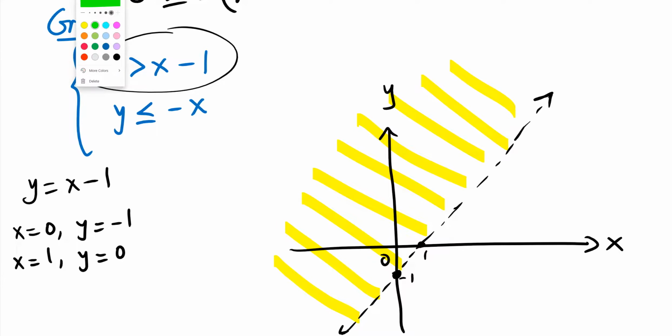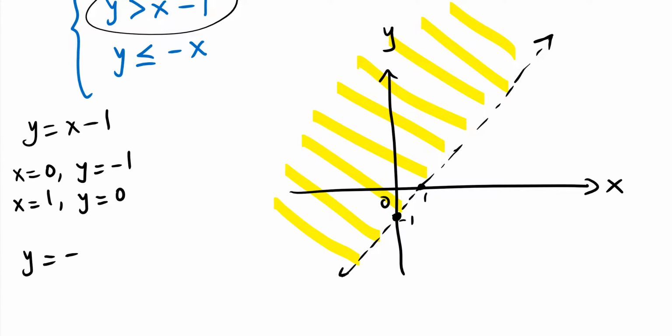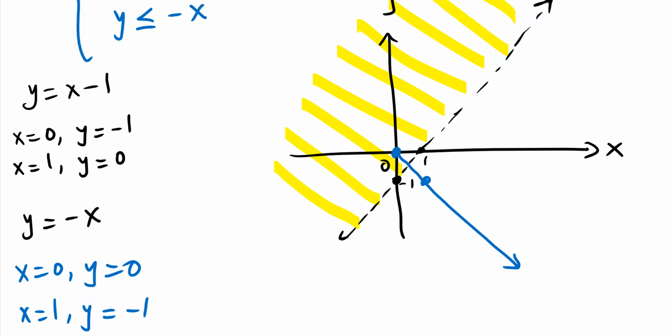And what we can do, if we want to do it for the second one, is graph y equals negative x, by replacing x with 0, and that will give me y equals 0. X equals 1, y equals negative 1. So I have (0, 0), and the other one, (1, -1). So it's here. And it's a solid line.